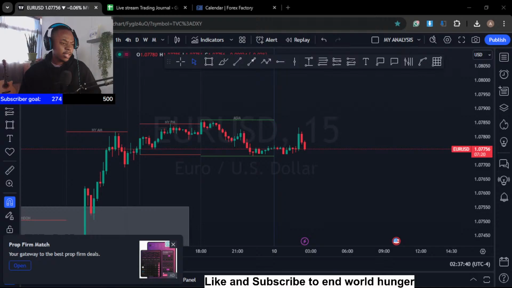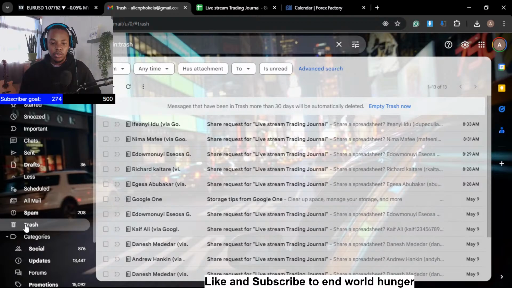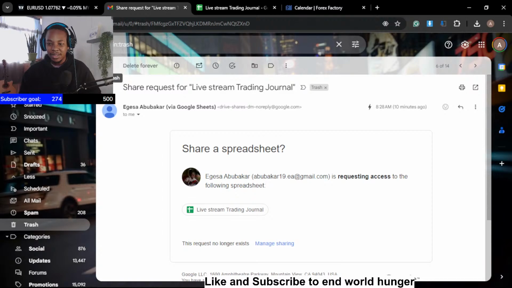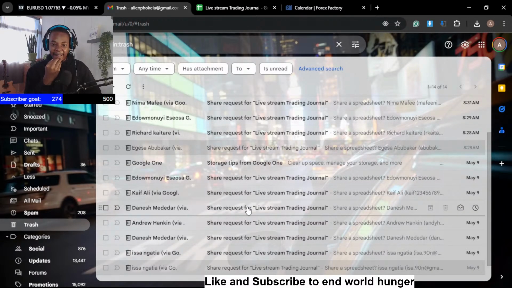Do you guys have a way that I can actually fix this? Because I've been trying. I accepted everybody's request. I hope y'all don't kill me, I'm sorry, but I tried to accept that. Look at this, guys, all my Google messages go straight to trash. Literally everything that comes from Google goes straight to trash. I don't understand how this is happening.